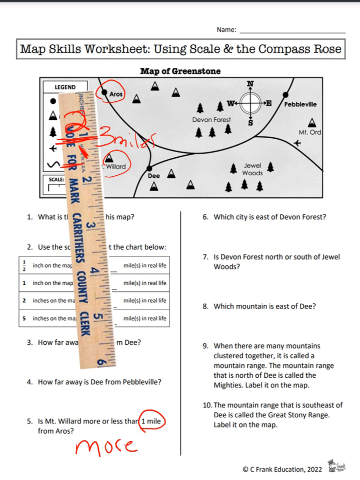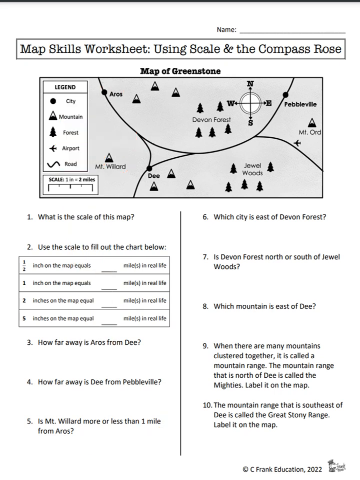Now 6, 7, 8, 9, and 10 are essentially compass rose questions with a couple, I think there's some labeling there. But let's look at question number 6. Let's get rid of this ruler. Which city is east of Devon Forest? Well, here's Devon Forest. First of all, I need to go to my legend and find out what is a city? What symbol? Oh, a dot. Okay.